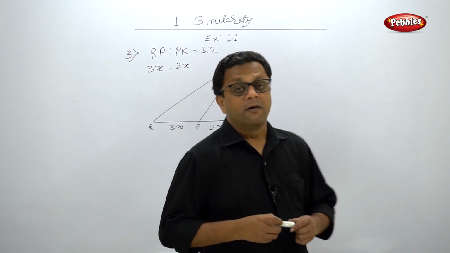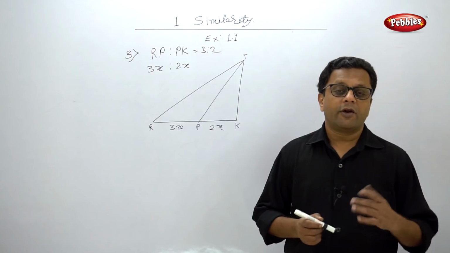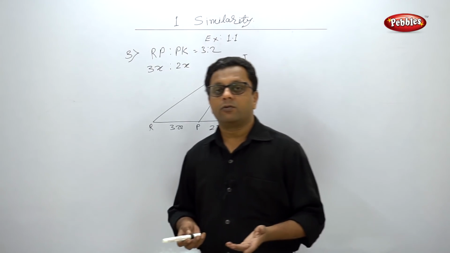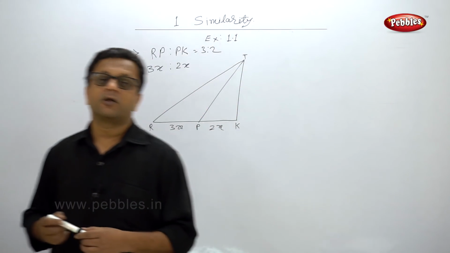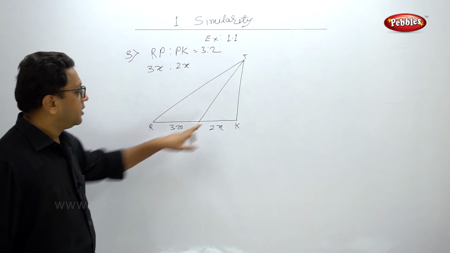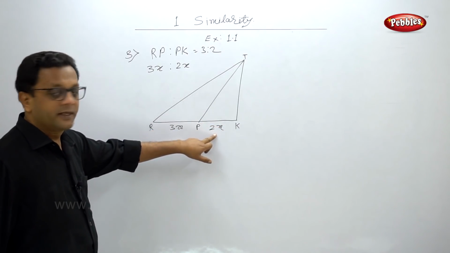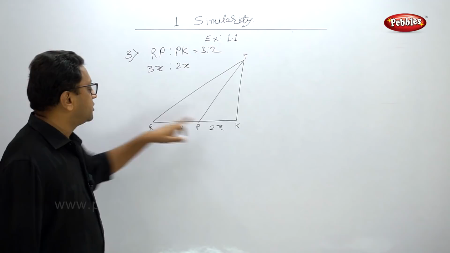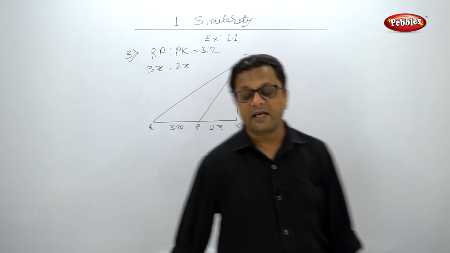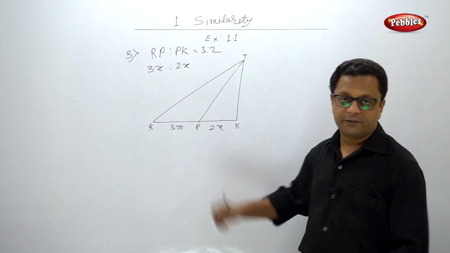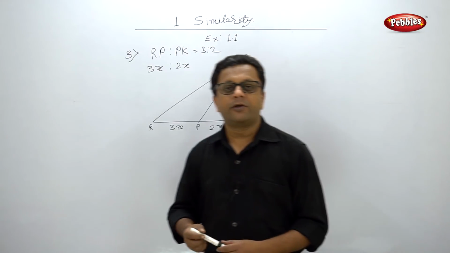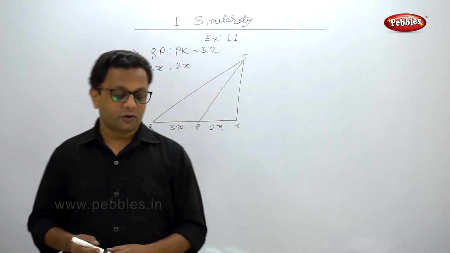And we know that when the height is the same, the ratio of areas of triangles is equal to the ratio of their corresponding bases. So if this triangle is there, the base is 3x. If this triangle is there, the base is 2x. And if this bigger triangle is there, the base is 3 plus 2, that is 5x. 3x plus 2x, that is 5x. So you can find all three ratios. Please pause your video here and find out the ratios quickly.